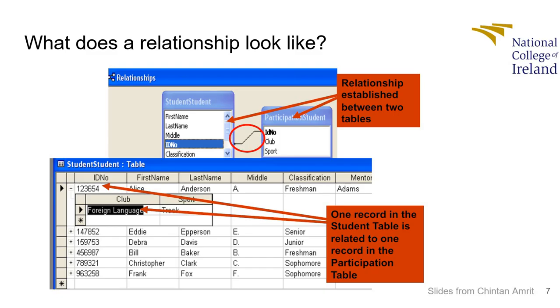So this is what a relationship looks like. Here are two tables, students and participation, and there is a relationship established since we have the primary key of one table appearing in another. So one record in the student table is related to one record in the participation table.